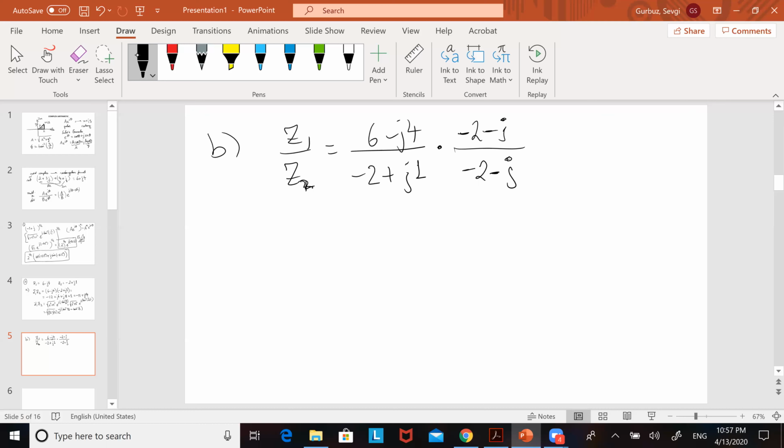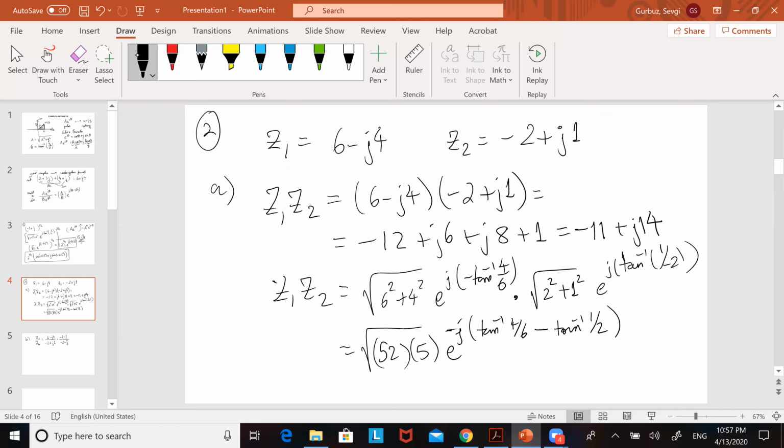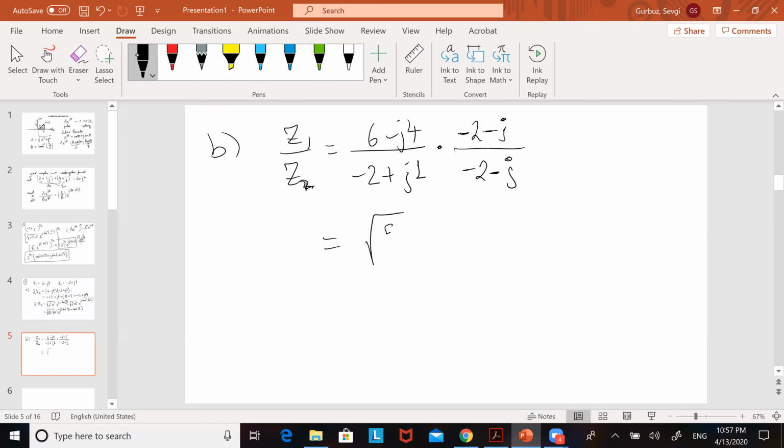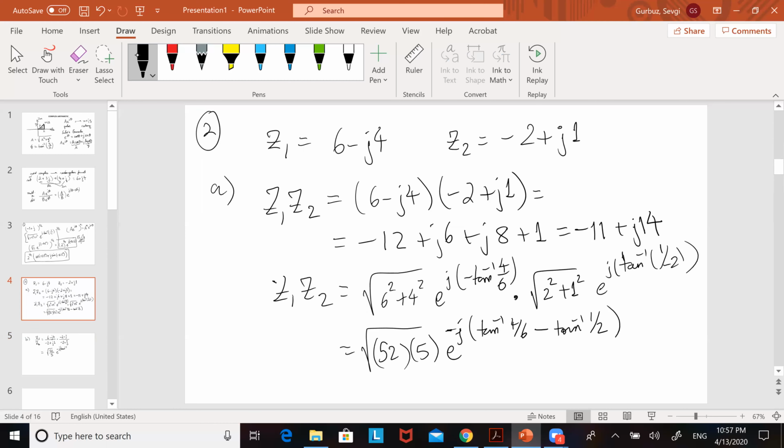Again, a method which I think is a little bit easier is to do this using the polar form. Given that in the previous problem we've already written this as a polar form, how would we actually do the division? Well, instead of multiplying the two magnitudes together, we would be dividing the magnitudes. So we'd get the square root of 52 divided by 5. And then instead of adding the two angles together, we would be subtracting them. So we would get e to the minus j tangent inverse 4 divided by 6.